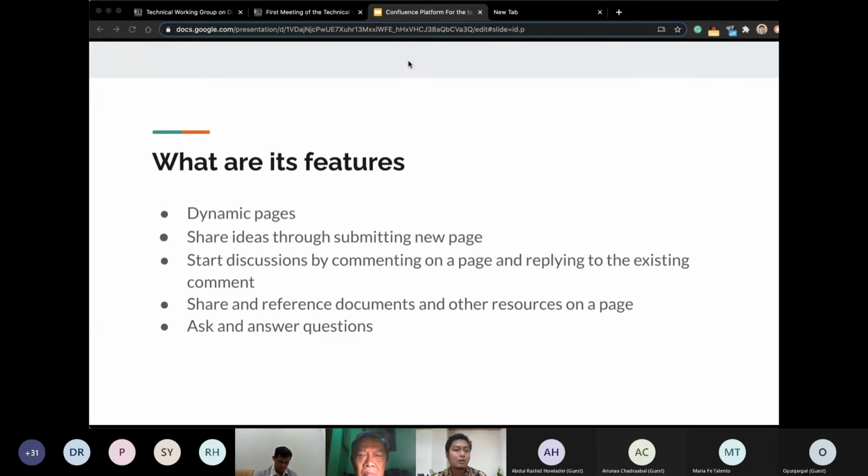And the last feature that I want to highlight in this presentation is the questions feature, which means that any team member can ask any question, and the other team members can also help to answer that question. So I think this is a good feature to interact with each other, and to share or give comments about anything.